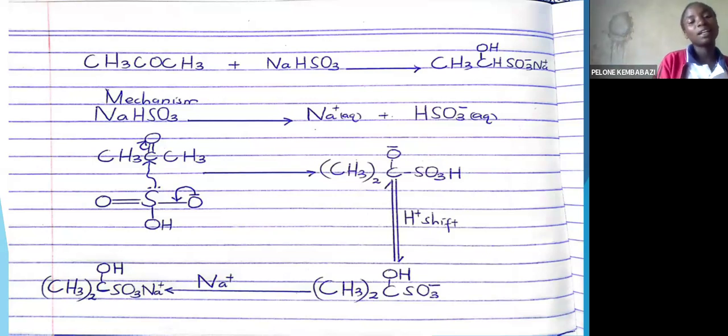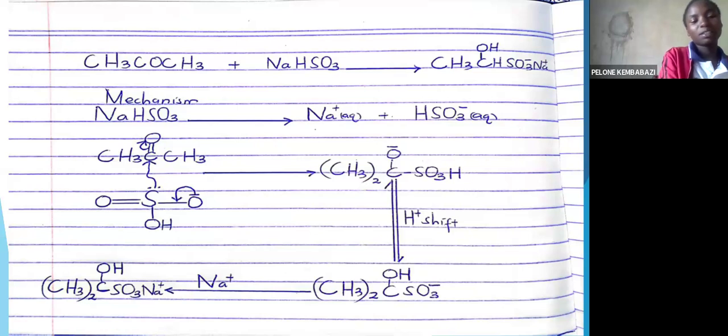So it will attack the carbonyl carbon, because as I've said, that oxygen pulls the bonding electrons towards itself, creating a partial negative charge on itself, leaving a partial positive charge on the carbonyl carbon. So the carbonyl carbon, now remaining positive, can easily be attacked by a nucleophile.